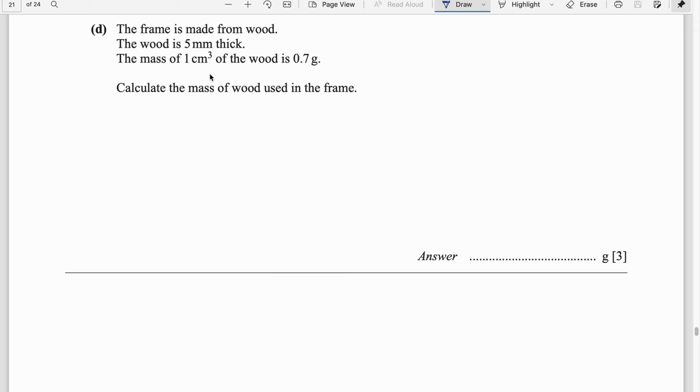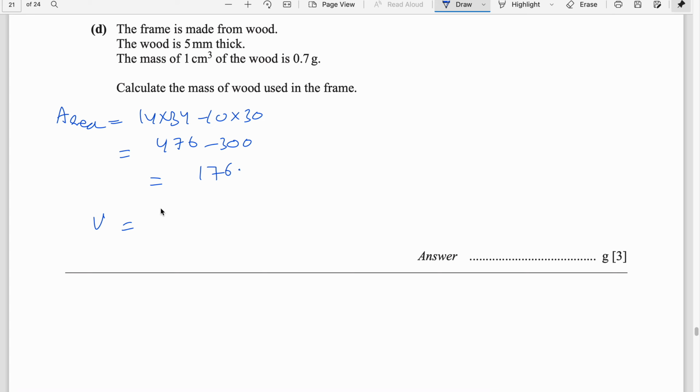The frame is made from wood. The wood is 5 millimeters thick. The mass of 1 cm cube of wood is 0.7 grams. Calculate the mass of the wood used in the frame. So area of frame is 14 into 34 minus the inner area, that is 10 into 30. So 476 minus 300, area is 176.